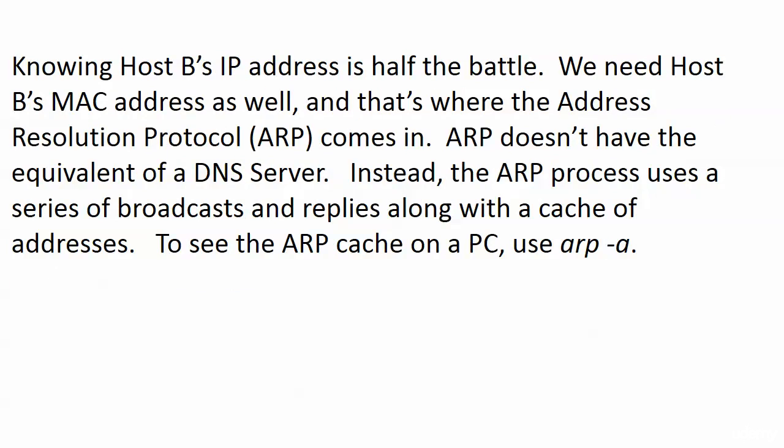Now, knowing host B's IP address is half the battle. We need host B's MAC address as well, because while we tend to concentrate on that layer 3 address, and that's what we're going to concentrate on for the remainder of the course, we've got to have a destination layer 2 address as well. And that's where the Address Resolution Protocol, ARP, comes in. Now, ARP does not have the equivalent of a DNS server. You're not going to have a box on your network that's called, oh, this is our ARP server. It doesn't work that way.